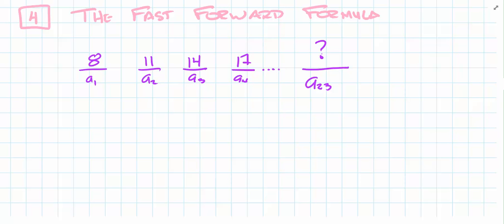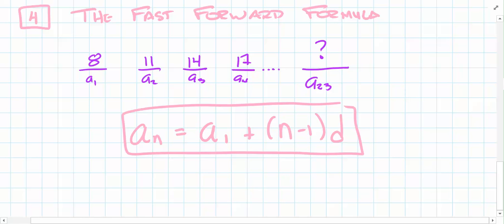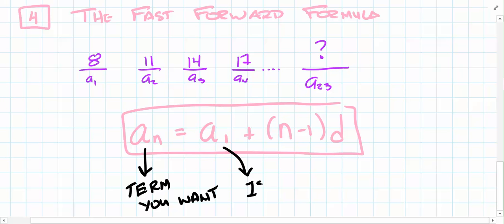Instead, we are allowed to use the fast forward formula. And here it is. I'm going to do hot pink for you. Okay, so a sub n is equal to a sub 1 plus n minus 1 times d. So let me tell you what all of these pieces mean. A sub n is the term you're looking for, or the term that you want. A sub 1, of course, is the very first term.